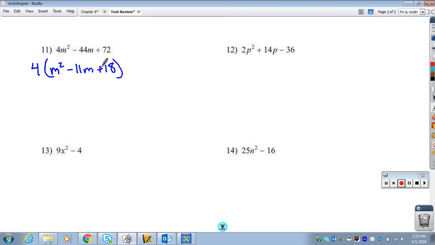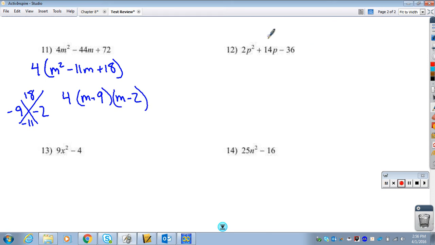Alright, now this trinomial that's in parentheses is much easier for me to factor than if I had slid the 4 at the beginning. So I need numbers that multiply to positive 18 and add up to negative 11. My signs are both going to be negative, and so the numbers are 9 and 2. So now the 4 still stays outside, and my factors are m minus 9 and m minus 2. And that would be your final answer.